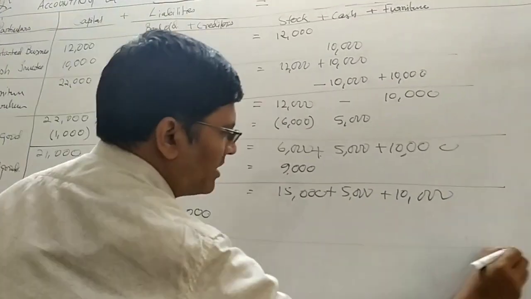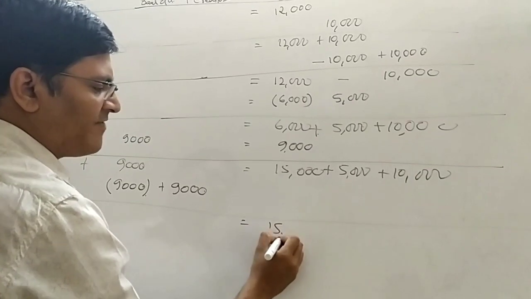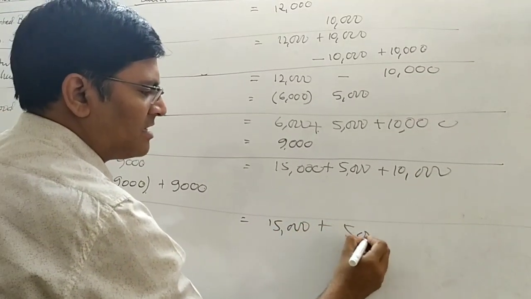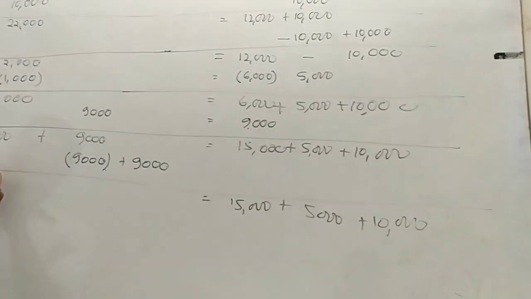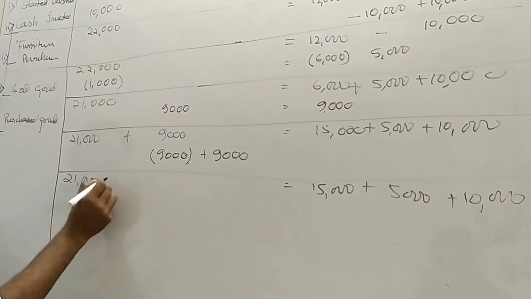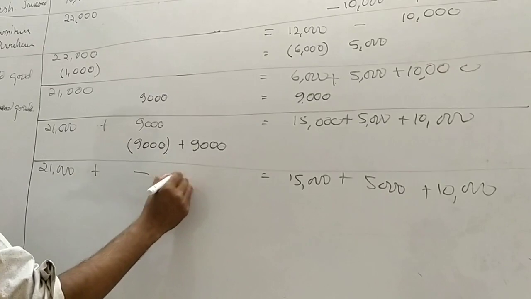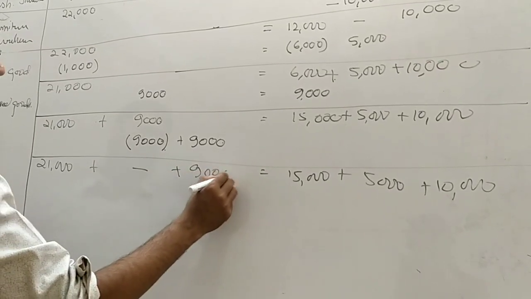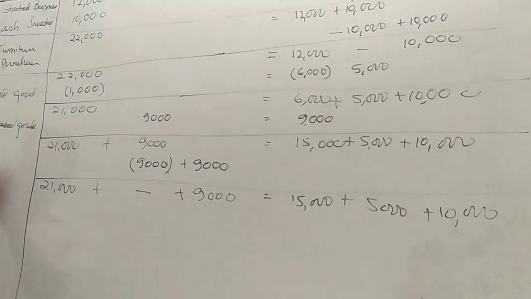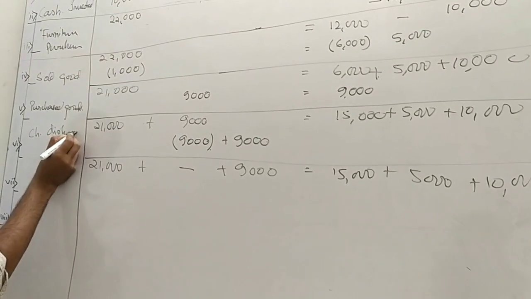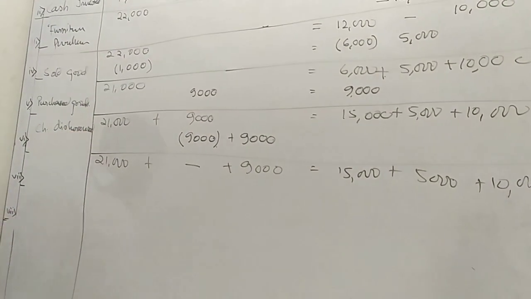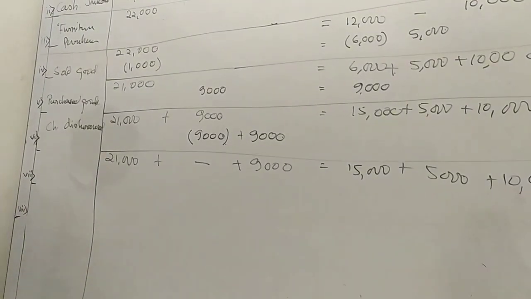So our accounting equation again remains the same. This side is unaffected: 15,000, 5,000 cash, furniture 10,000. These are all unaffected. And this side, 21,000 capital is unaffected. This becomes 0 and this becomes 9,000. So again see, 30,000, 30,000. This was check dishonored.